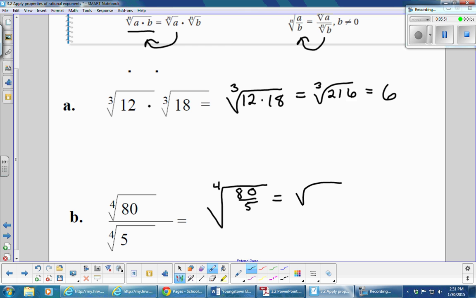So you've got the fourth root of 16, because 80 divided by 5 is 16, equals 2. There you go, because 2 times 2 times 2 times 2 is 16. So you're good to go. Okay? So you're just simplifying. That's simplifying it. All right.